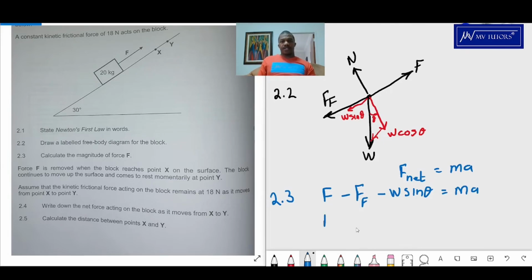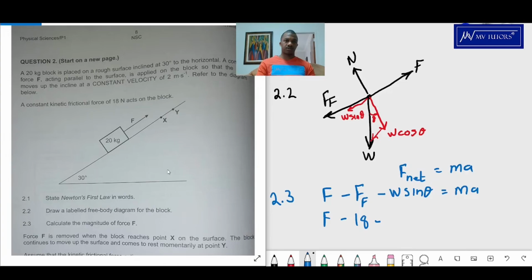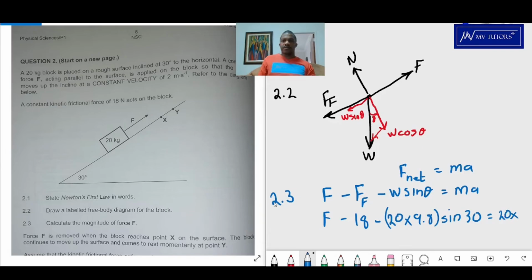Okay, so we can start filling these in. F stays F, minus the frictional force we have been given, which is 18. Minus W, remember, is mass times gravity. So let's check, are we given the mass of the block? Okay, 20 kg, so we've got 20 times 9.8, that just represents the W, and then sine theta is 30. This is equal to mass, which is 20, times acceleration. Remember, this is at constant velocity, so constant velocity means acceleration is 0.